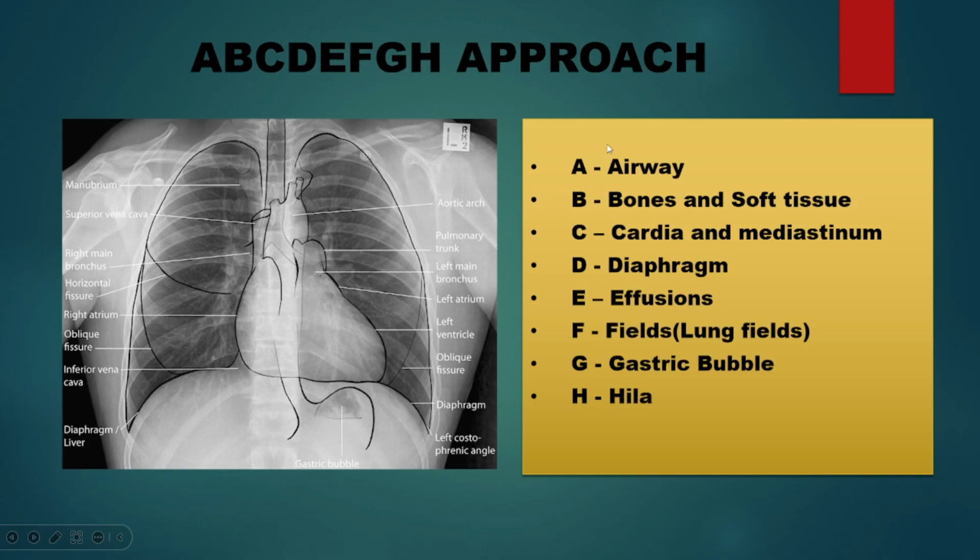This is another approach. We use the inside out approach, but there are other approaches like the ABCDEFGH approach. You can use any approach that is convenient for you. So I will just summarize the ABCDEFGH approach. A for airway, B for bones, C for cardiac and the mediastinal structures, E for effusions of the pleura, F for fields, lung fields, G for gastric bubble, and H for hila.